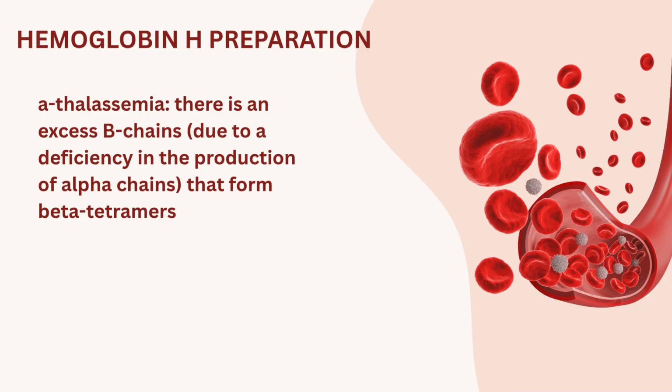So, hemoglobin H preparation, so alpha thalassemia. In alpha thalassemia, there is an excess of beta chains due to a deficiency in the production of alpha chains. So the excess beta chains form beta tetramers. Hemoglobin H is composed of beta tetramers. In the presence of an oxidant such as brilliant cresyl blue, hemoglobin H will precipitate within the red blood cell and form many small inclusions.